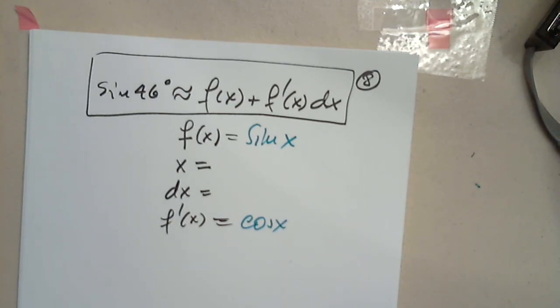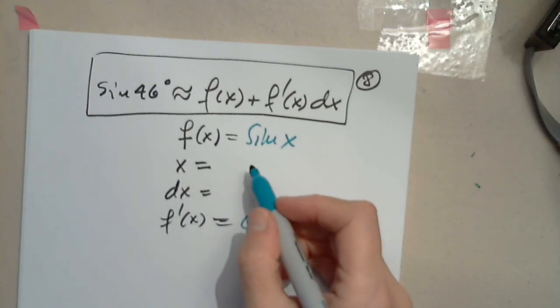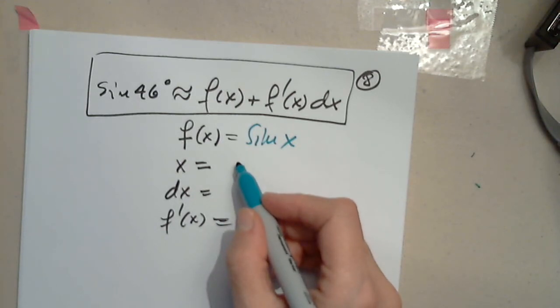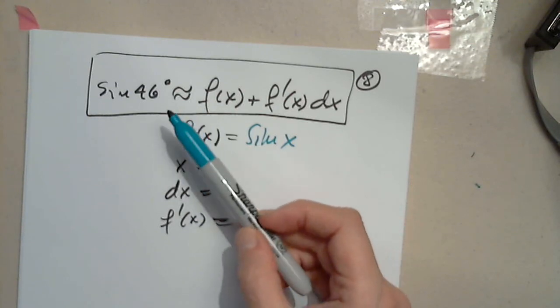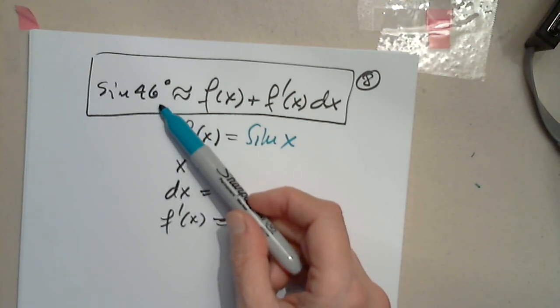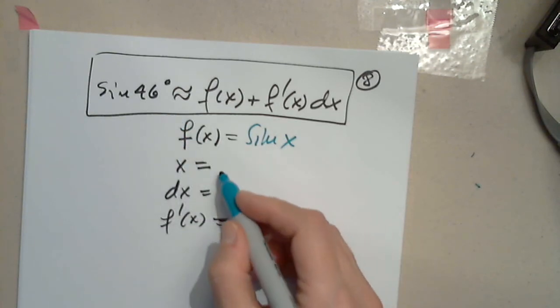Okay, let's identify x. 46. And careful, we don't know anything about 46. Isn't it like the closest that we can get in degrees? But that would be dx. Radians? No, we don't know anything about 46. What is the closest that we know everything about? 45. That's it.